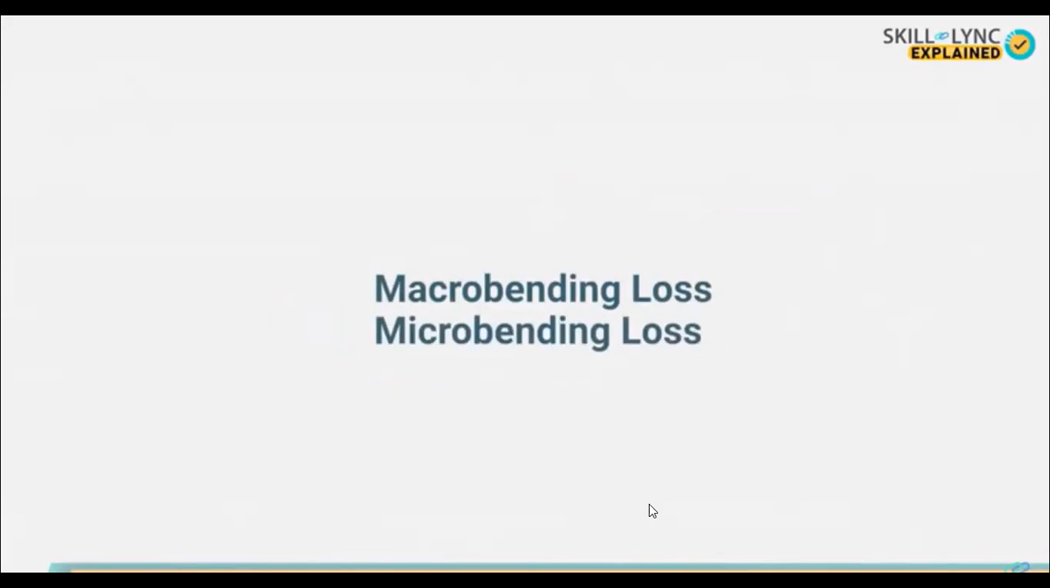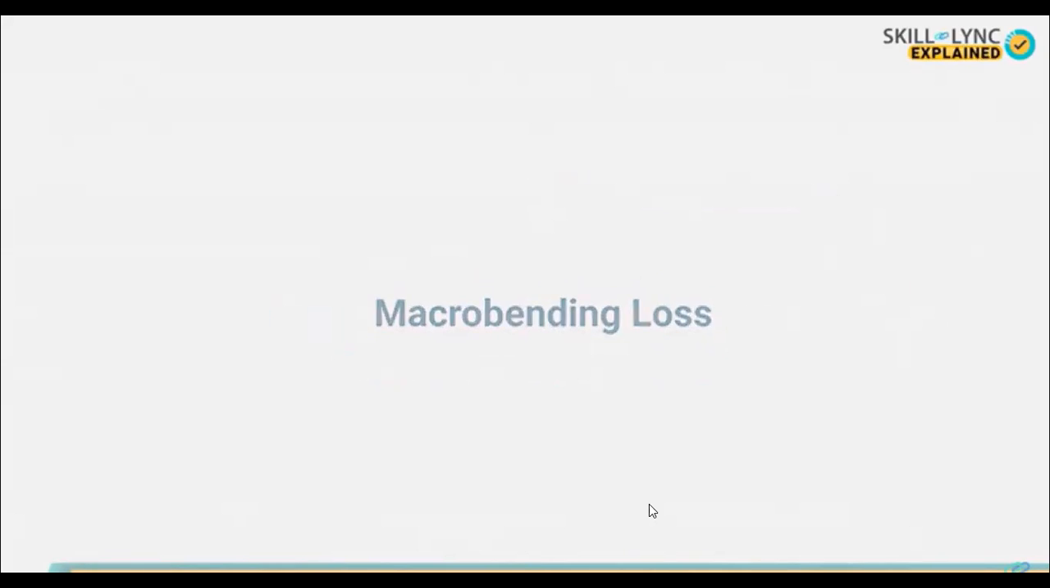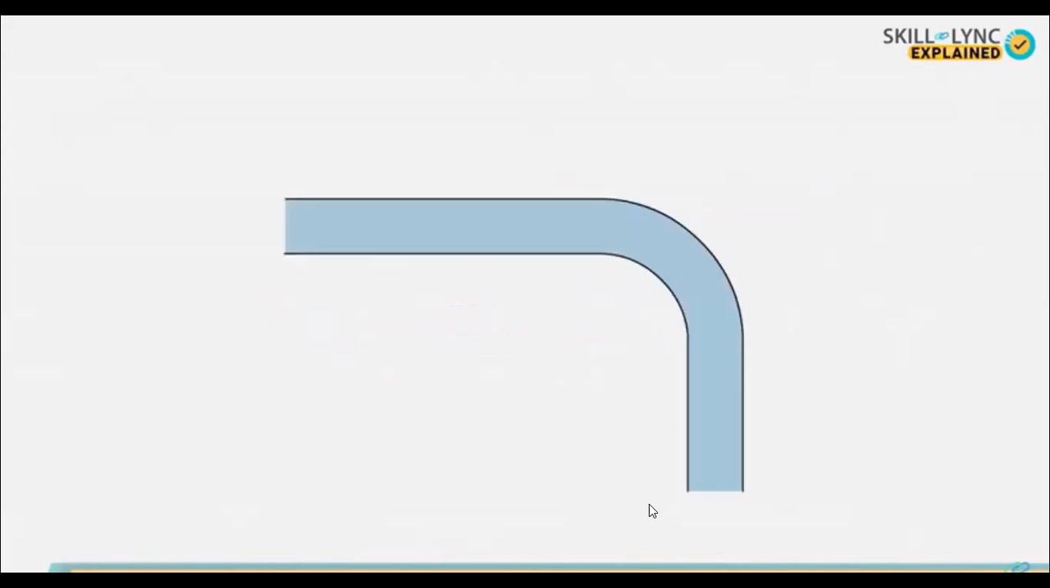Now let us learn about bending losses. Bending losses are also called radiative losses. From the name itself, you would have guessed that bending losses occur due to the bending of the optical fiber. Bending losses are also divided into two types: macro bending loss and micro bending loss. Let's look into each one of them individually. First, we have macro bending loss. Macro bending losses occur when the optical fiber is bent around the corners. This leads the ray to be reflected in such a way that it escapes the fiber and results in loss of signal.